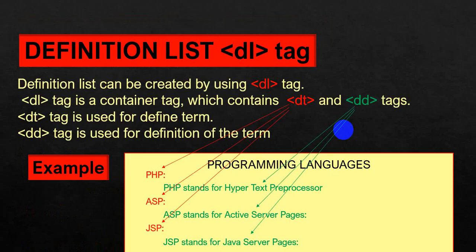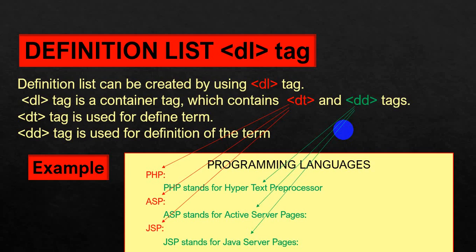Okay, definition list means what? You have to write certain terms and then you have to define that term. If you are going to define some terminologies, in that case HTML provides a tag called the DL tag, and the DL tag is a container tag which is used to create a definition list. And inside the DL tag we have to use two tags, one is DD and one is DT.